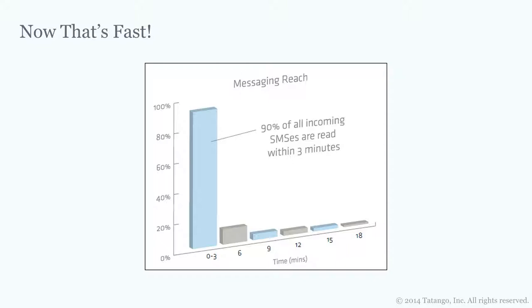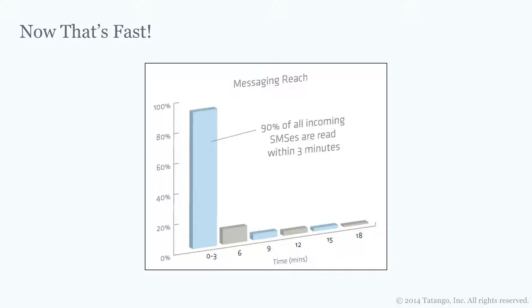Let's say you have 1 million customers and you send 1 million messages out. 90% of those 1 million messages are going to be read within 3 minutes. That's why I was talking about the reaction time of SMS being so quick that you can gauge results so much quicker than with email. Because with email, it's going to sit there for hours or even days before somebody even opens it. They might not even open it.